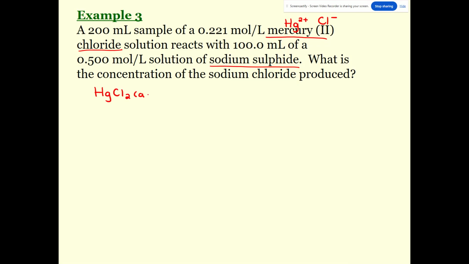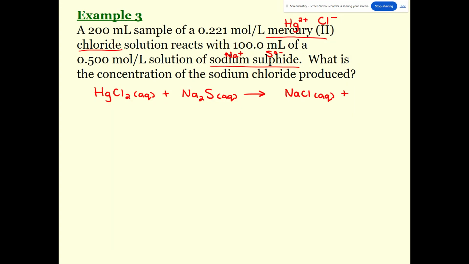Now it's telling you it's a solution, which means it's aqueous. You can always double check with a solubility chart, but just a little hint there. Sodium sulfide would be Na2S. Again, a solution, so it's aqueous. Now, this is a double replacement reaction. So I switch my sodium and my mercury. I'm going to make sodium chloride, which is aqueous.